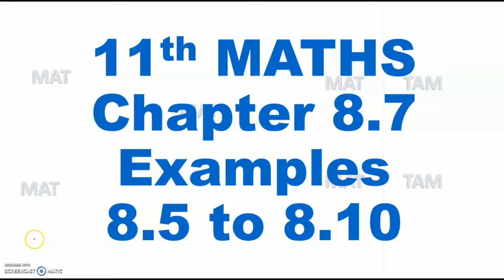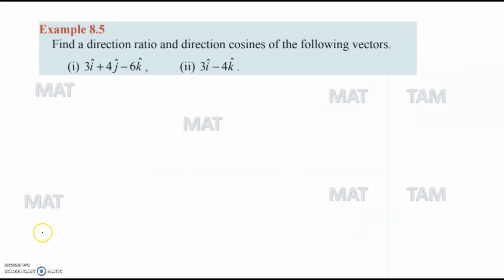In this video, we will do examples 8.5 to 8.10 from the 11th Maths from chapter 8.7. Example 8.5. Find the direction ratio and direction cosines of the following vectors. So let's do the first one. Let's assume our vector r is equal to 3i cap plus 4j cap minus 6k cap.